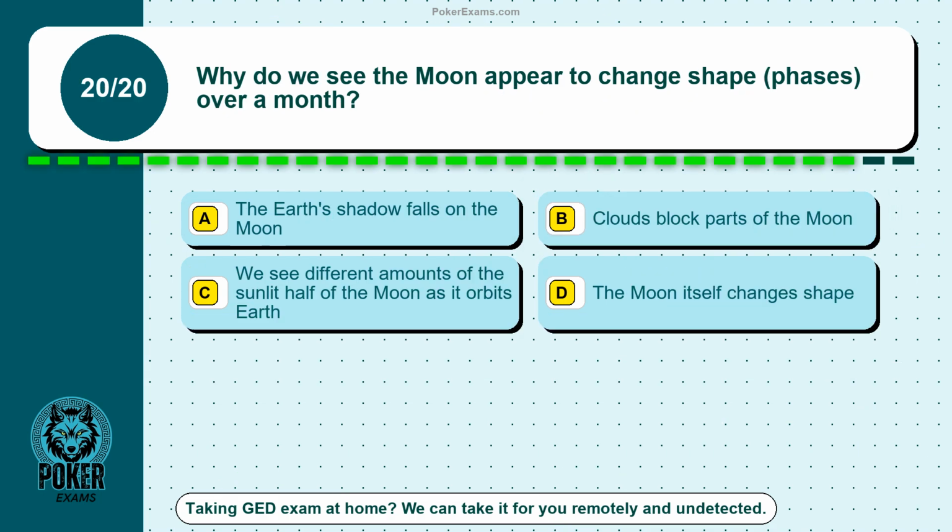Question 20. Why do we see the moon appear to change shape, phases, over a month? Option A. The Earth's shadow falls on the moon. Option B. Clouds block parts of the moon. Option C. We see different amounts of the sunlit half of the moon as it orbits Earth. Option D. The moon itself changes shape.